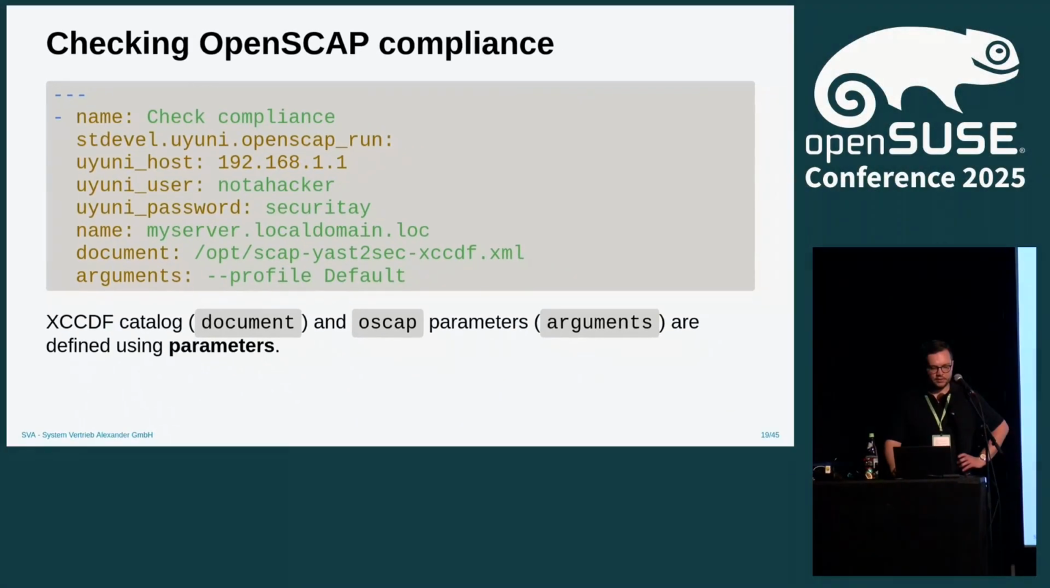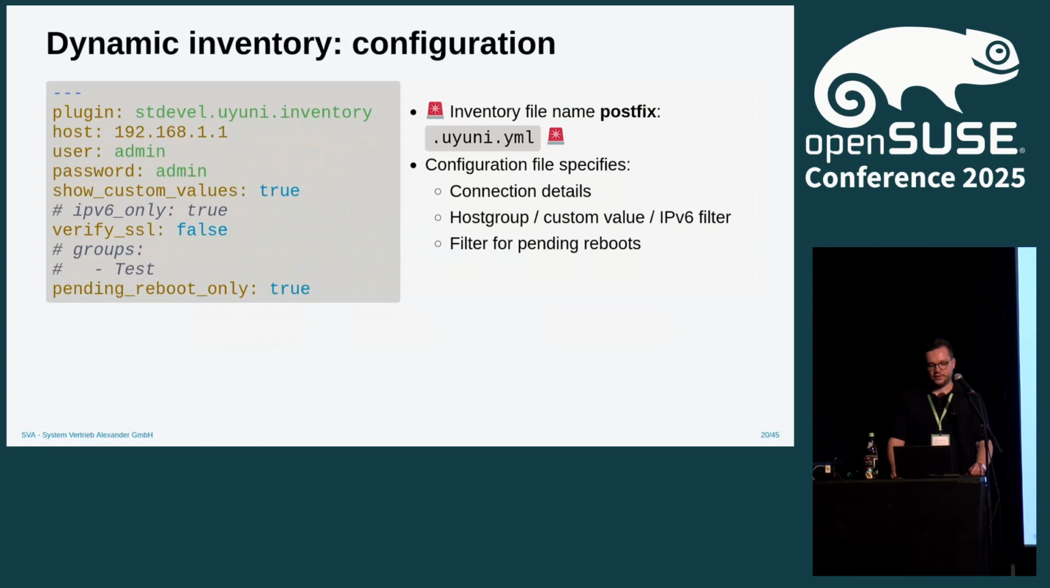Okay, so now we saw some various examples how to actually do maintenance on systems, but how are we getting those systems into our inventory? I mentioned you do not want to do this manually on your own. And for that, we have the dynamic inventory. So that's another plugin. It's the SCDevil Uyuni inventory plugin. And you create an inventory file. Very important, the postfix must be .uyuni.yml.